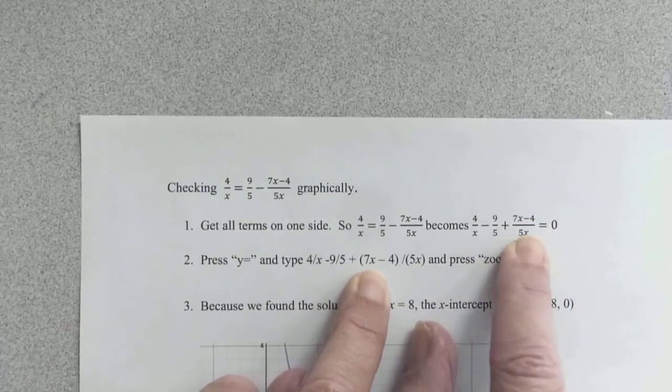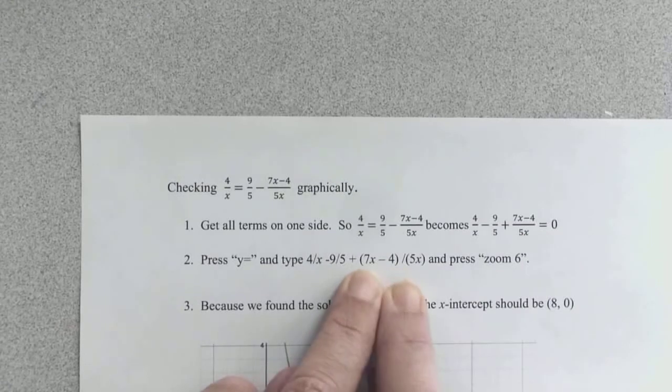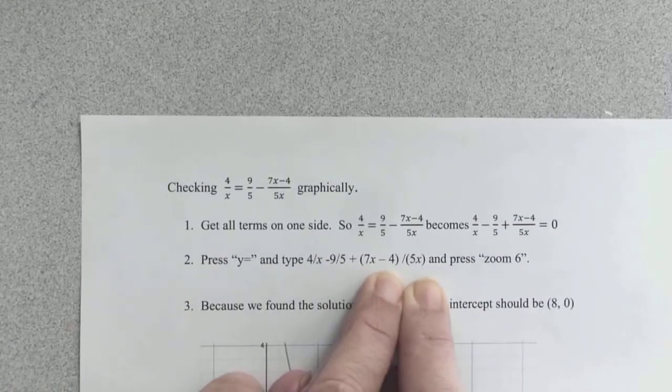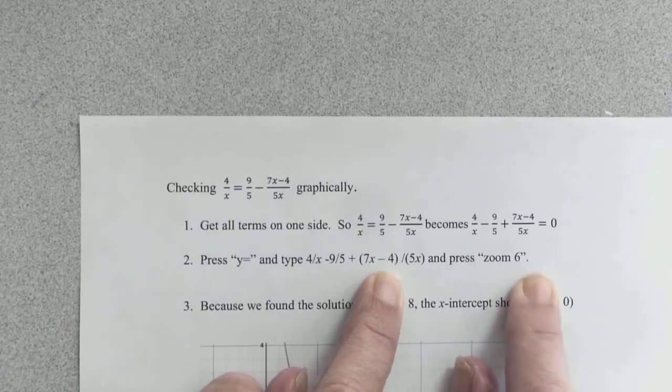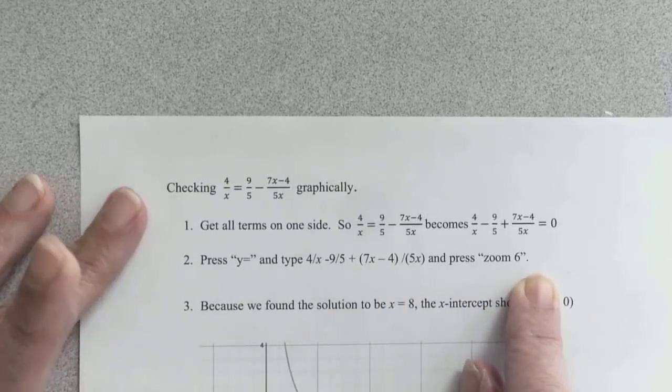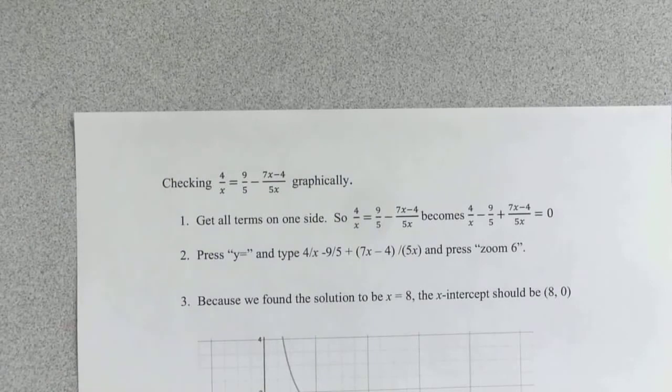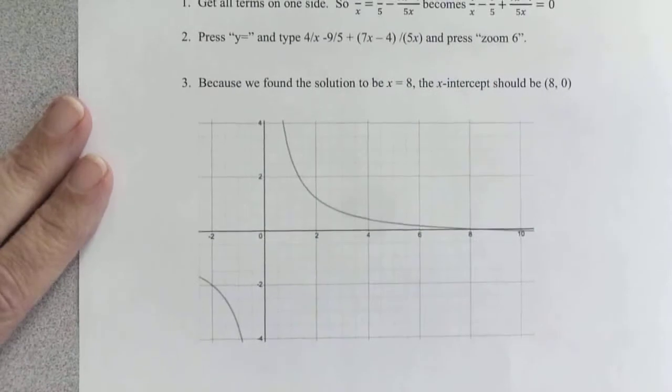I press my y equals key and I type it in there using careful use of parentheses. So when I get to this last fraction that I have to type in there, the entire numerator in parentheses divided by the entire denominator in parentheses. And in most cases, the standard window, zoom 6. Now these are steps for a TI-83, 84. If you have a Casio or Sharp, I'm sure there's similar things you can do. I just don't know how to do it on a Casio or Sharp. Okay, and so then you're going to get a graph like this.